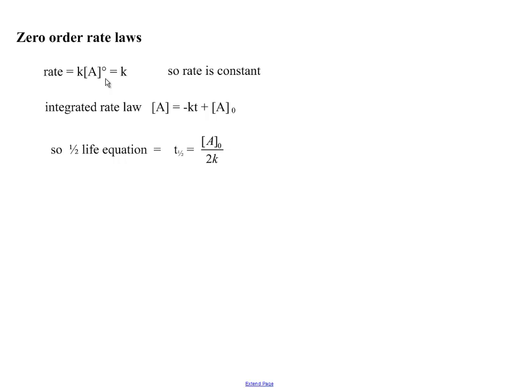Finally, let's look at zero order rate laws. We've looked at first order, second order rate laws. Zero order rate laws are really easy. Again, we have the rate expression, the rate equation, and then the rate law. Rate law is really easy. It's just the rate constant. What happens here is the concentration has absolutely no effect on the rate law.